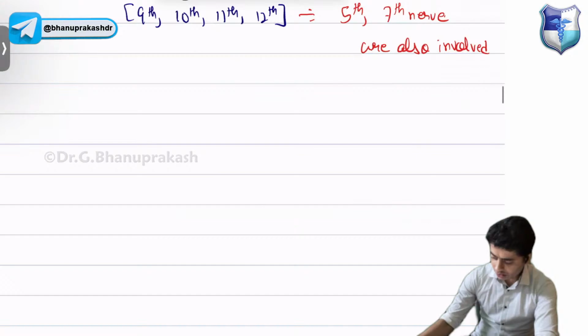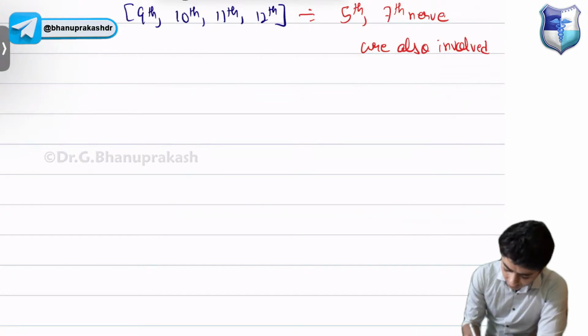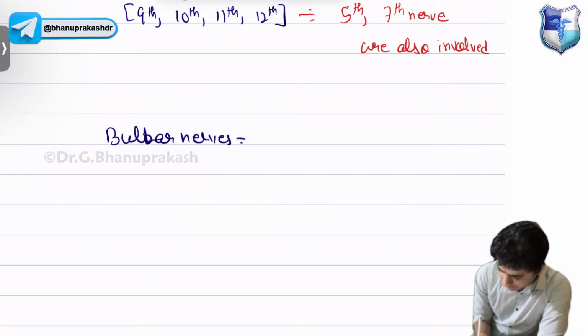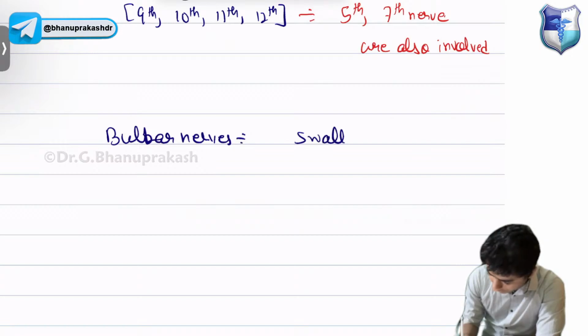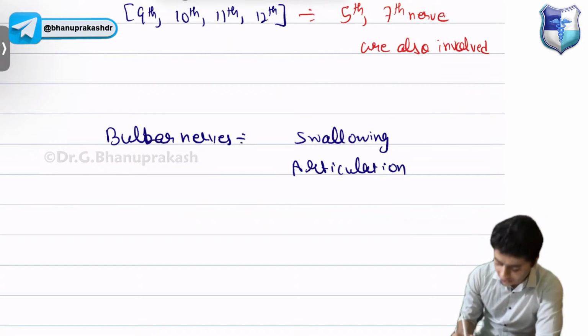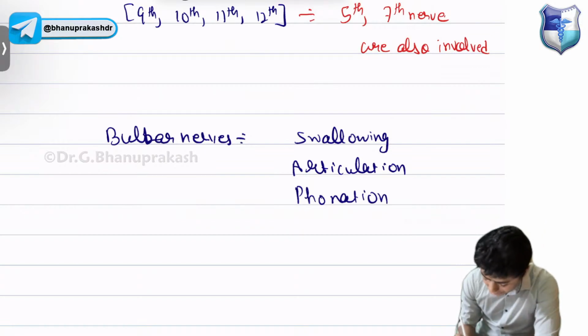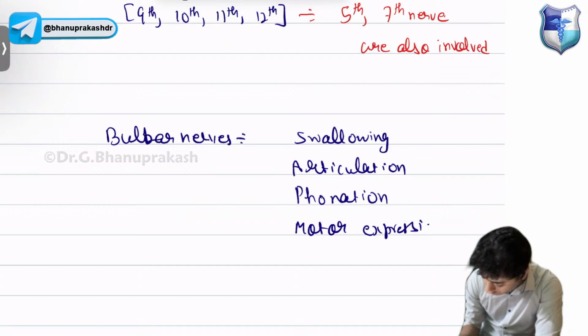So we have come to this conclusion that your bulbar nerves help in swallowing, help in articulation, help in phonation, and help in motor expressions of emotions also.